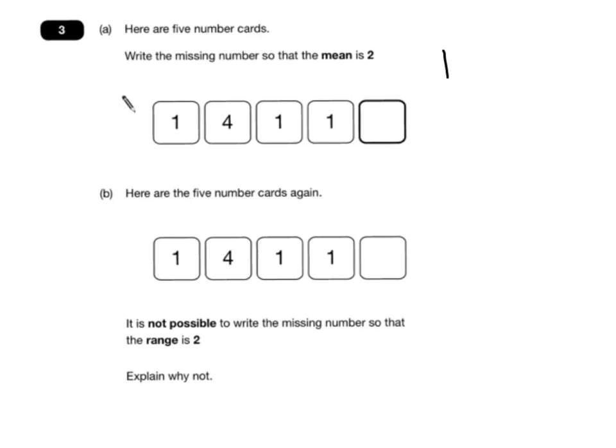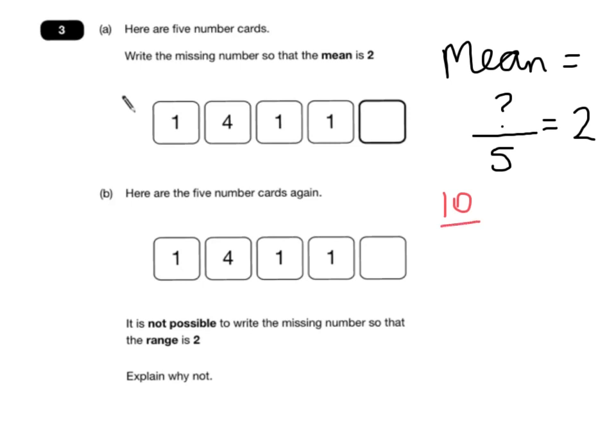So this is an interesting one. What you need to remember is that the mean is the total of a set of numbers divided by the number there are. So here there are 5 numbers, so the total of those 5 numbers, including the one that's missing, divided by 5 equals 2. So the total must be 10. 10 divided by 5 equals 2.